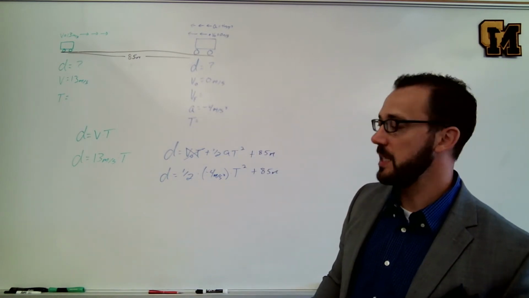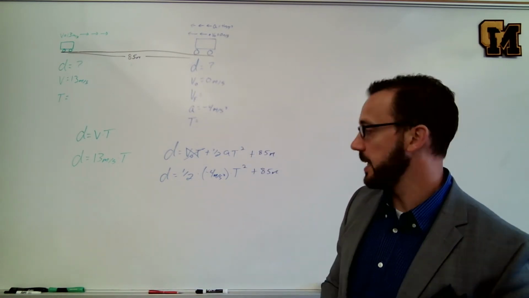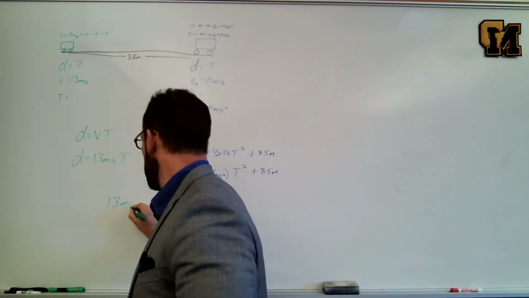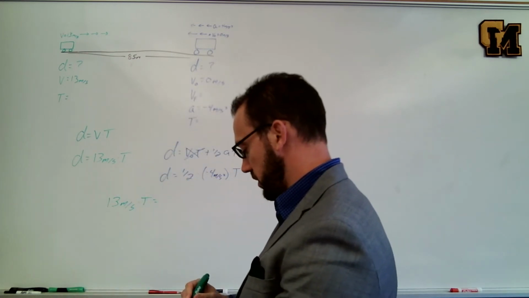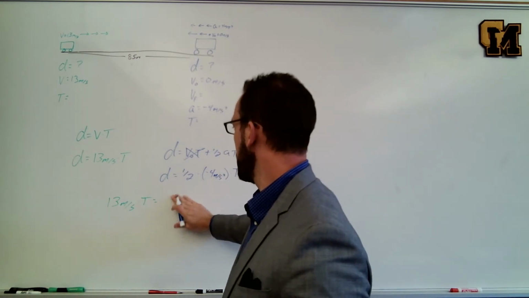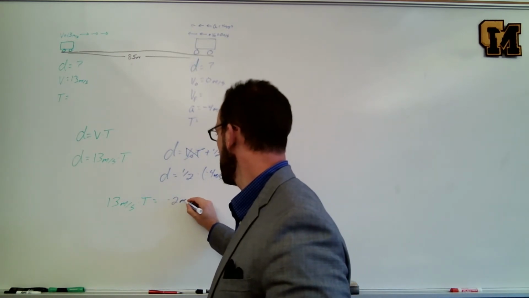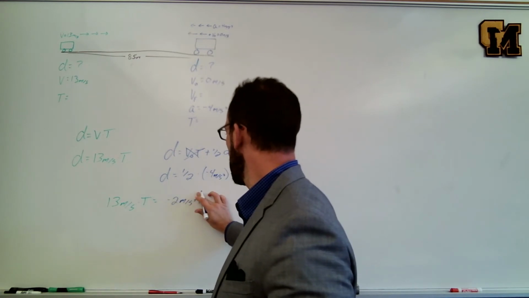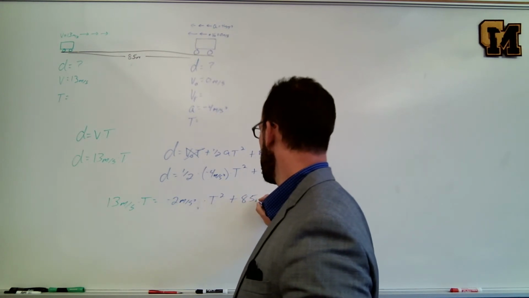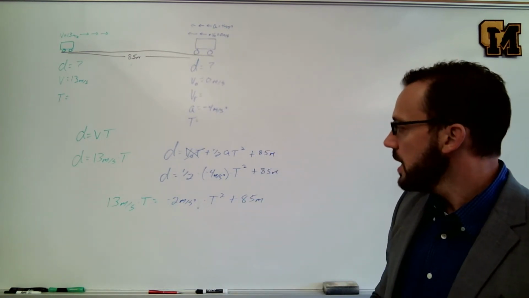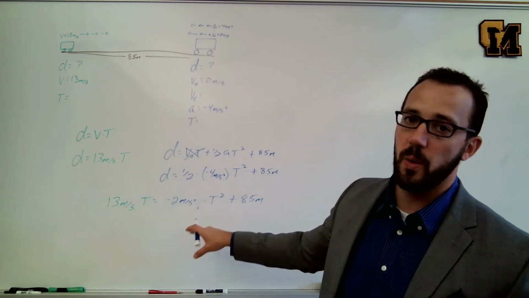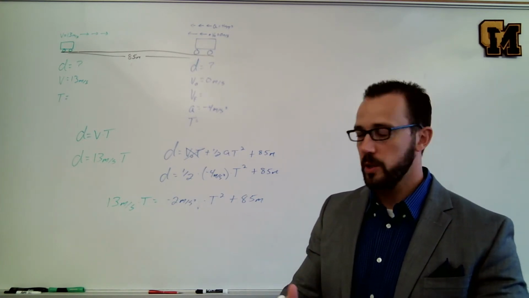Easiest thing to do would be to solve for time and then use that to plug back in and solve for d. So what that's going to give me is 13 meters per second times t equals 1/2 times -4, which is just -2, times t squared plus 85 meters. Now solving for t straight away is actually going to be very difficult because this is a quadratic. We have a t and we have a t squared. So we have to rearrange this into our quadratic formula.